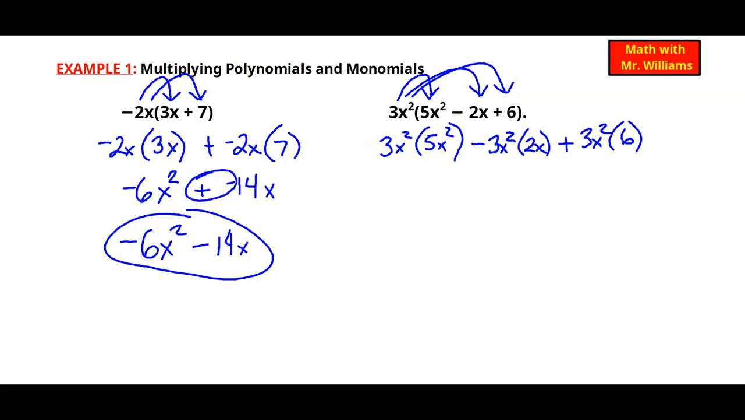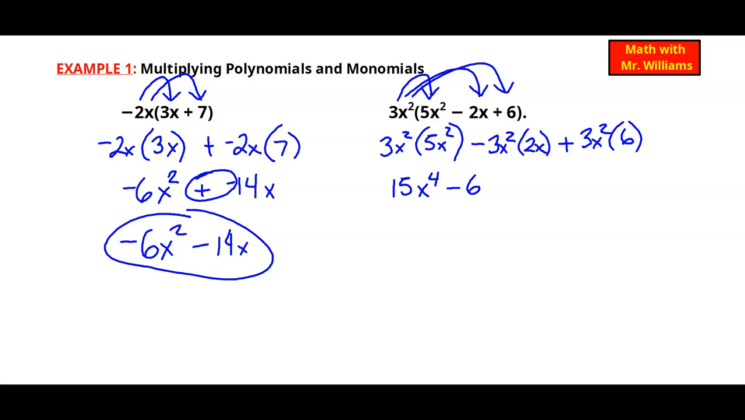All right, so here we have 3 times 5 is 15. When we see the exponents for our x's here, all we need to do is add them. So 2 plus 2 gives us 4, so we have the exponent of 4. And we have a negative 3 times 2, that gives us a negative 6.